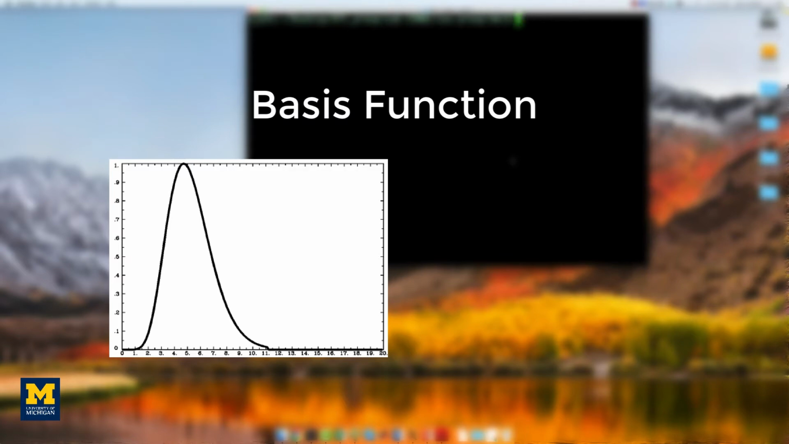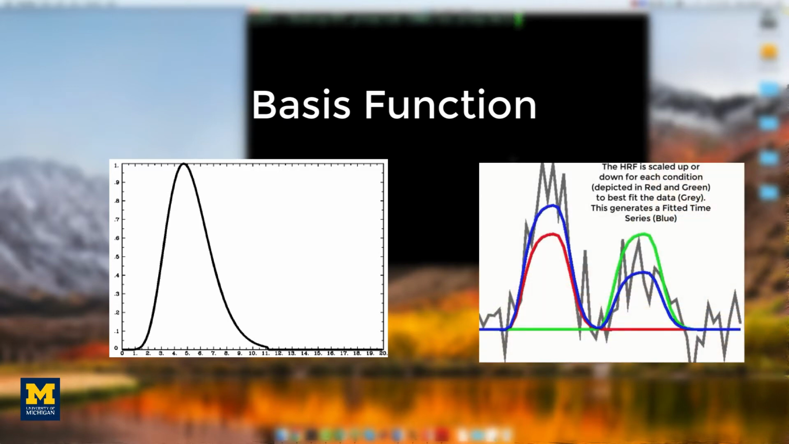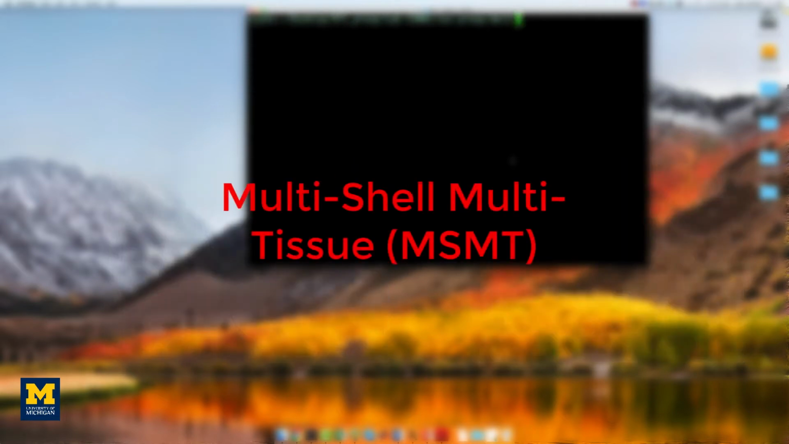We have a canonical shape of what we believe the fMRI signal should look like in response to a single event, and then we modulate it to fit the observed data. In this case, however, we are estimating the response function for each tissue type. If you happen to collect your diffusion data with multiple b-values, then this approach in MRtrix is called multi-shell, multi-tissue, or MSMT. Unlike most fMRI studies, which use a basis function that has already been created for you, MRtrix will derive a basis function from the diffusion data itself.